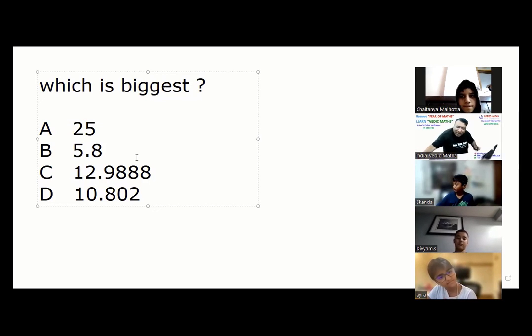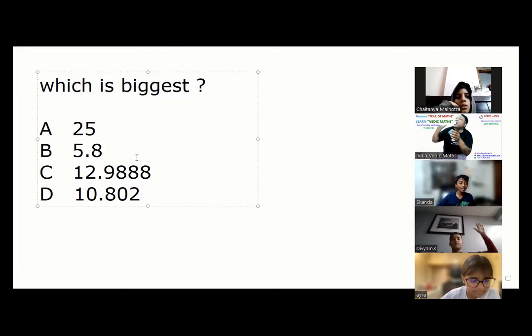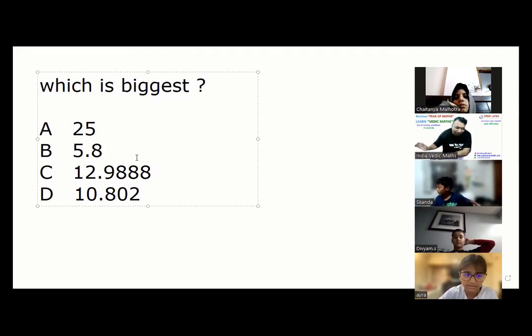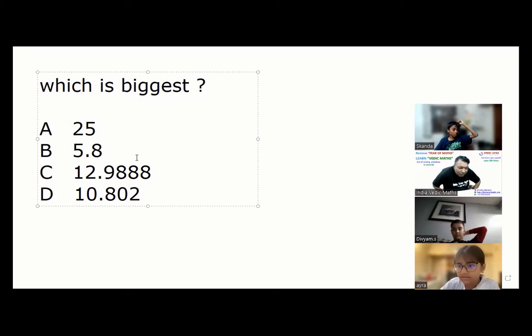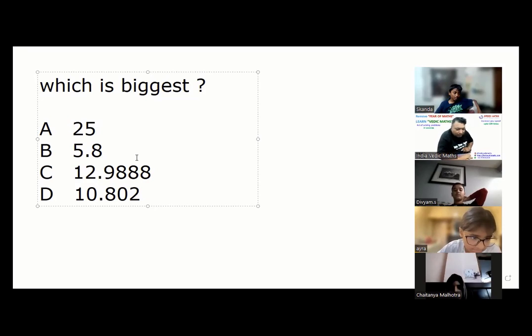What is the rule to compare? Sir, I mistakenly wrote A. What is the final answer, Ira? I didn't change, I did it by mistake. What is the answer? B. And guys, to all of you, surprise, the biggest is A.